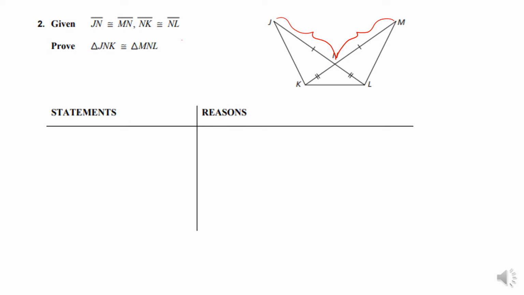So finally, you want to look at what am I trying to prove. So look at the triangles that are listed. We've got JNK. That's this triangle right here. And they want you to prove that JNK is congruent to MNL. And that is this triangle here. So it's really important that before you get started, that you ask yourself, what is it that I'm trying to prove? Okay? So I'm going to start with my givens. So JN is congruent to MN, and NK is congruent to NL. Those are my givens. Okay? You can put them separate or together, your choice.